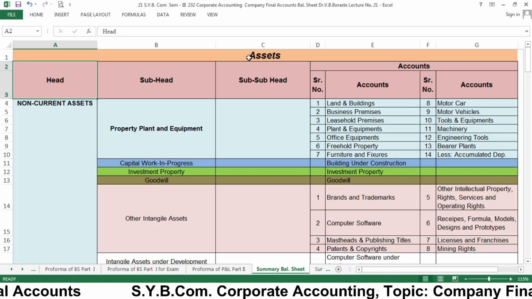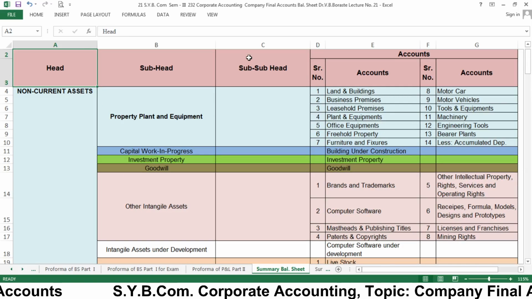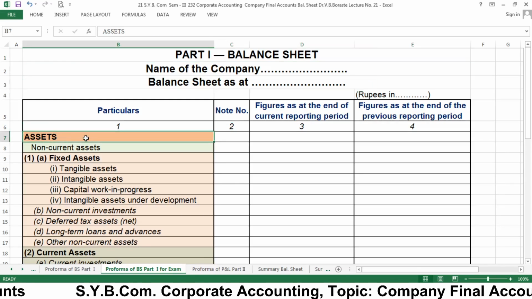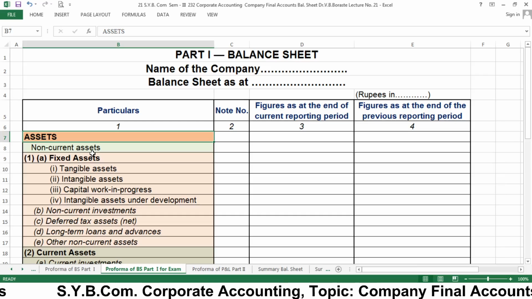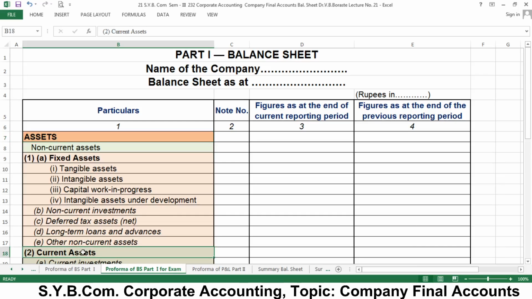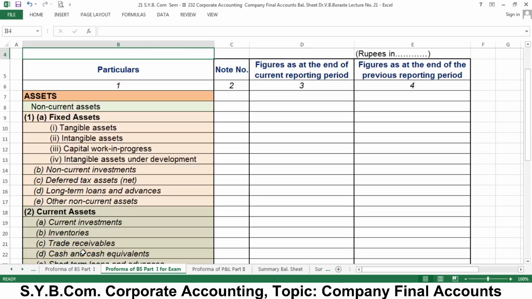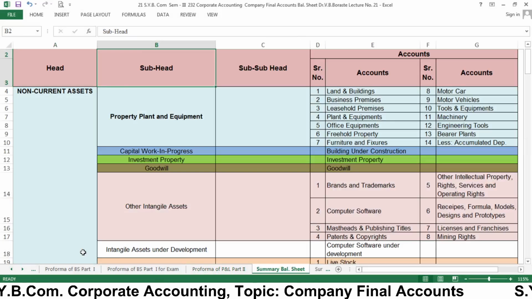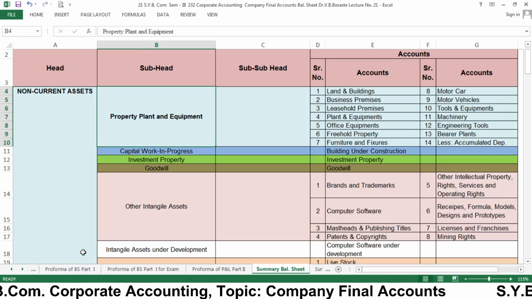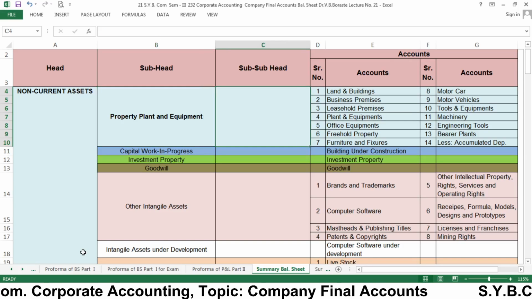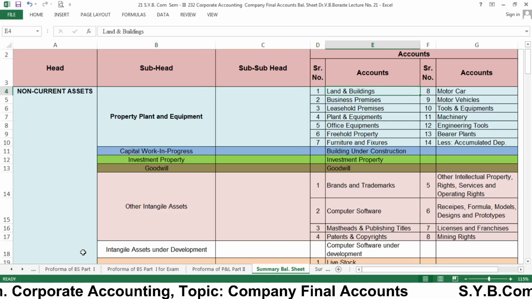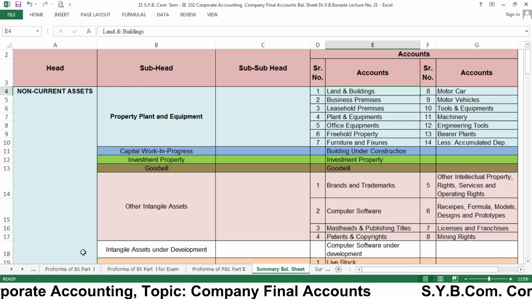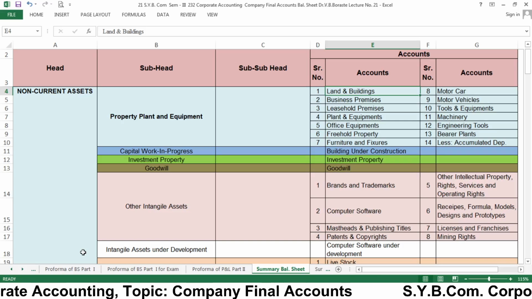First of all, we have to think about the balance sheet. In the balance sheet pro forma, we have already discussed that the basic assets are divided into two parts, that is non-current assets and current assets. Under the head non-current assets, we have to study certain assets, that is property, plant and equipment. So it is a non-current asset. Under the head property, plant and equipment, there are certain accounts which we have to discuss. What assets will be added, or what kind of assets will we have to record under the head property, plant and equipment?